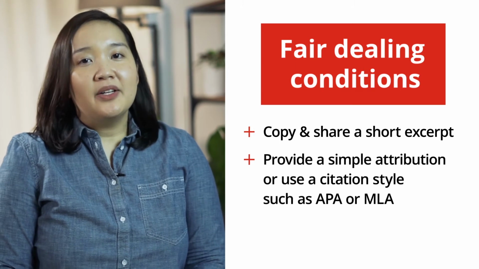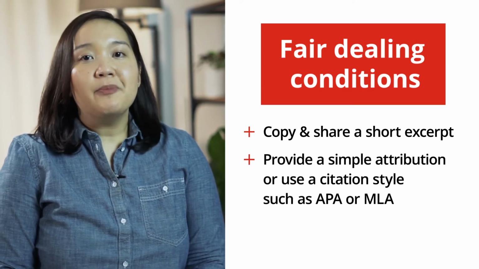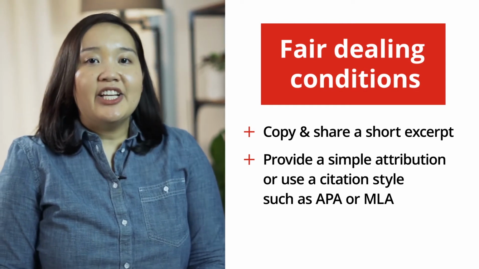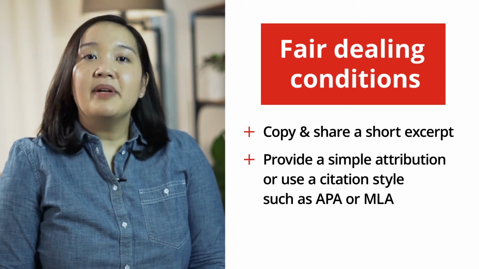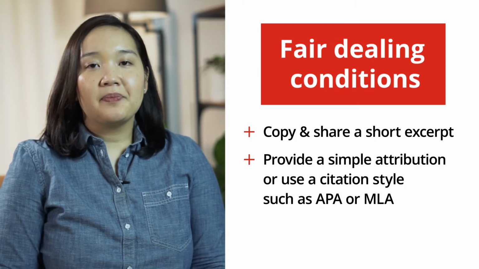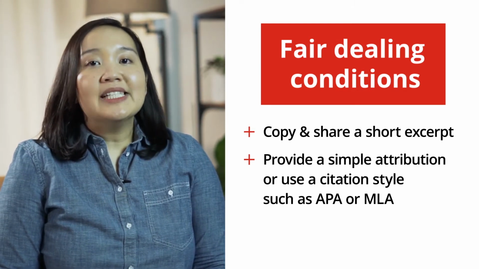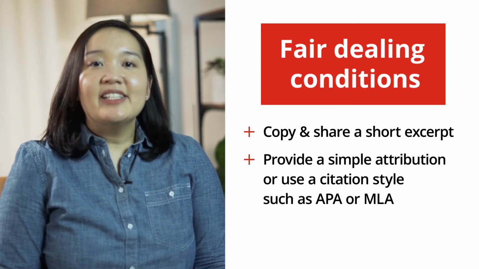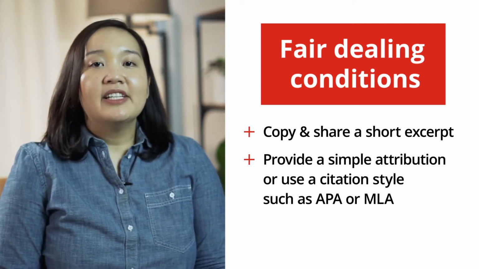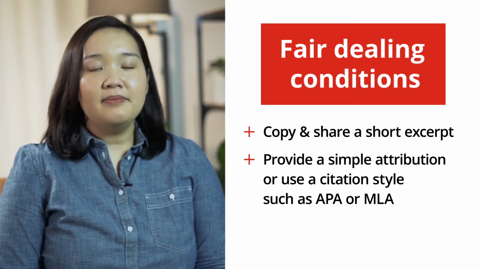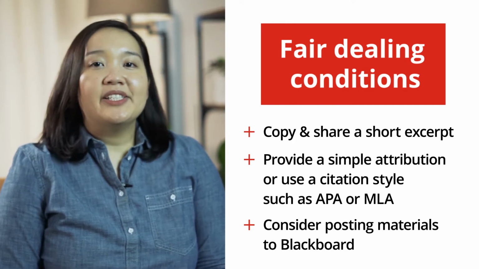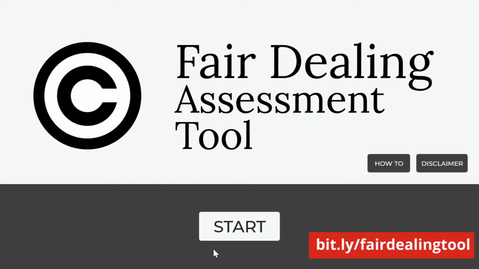Another important component when applying fair dealing is making sure that you provide attribution to the material. It's not required to use citation styles such as APA or MLA, although you may wish to do so as an example for your students. For fair dealing, you can use a simple attribution which includes details about the source, such as the name and link, and information about the creator, such as their name or username. If possible, also consider posting the materials to Blackboard so that it's only accessible to your students.